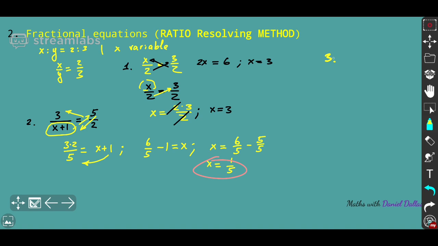So let's say you have... We combine a ratio with a repeated unknown, and right now what I'm going to write is 1 minus 3x over 4, let's say, equals x minus 2 over 2. Okay, so try to solve that.